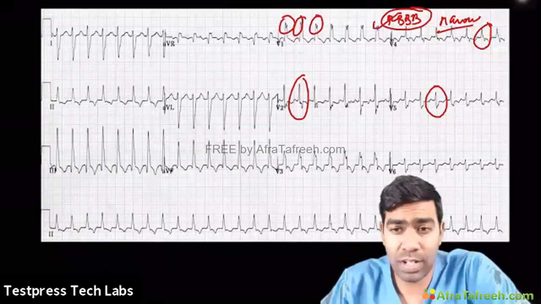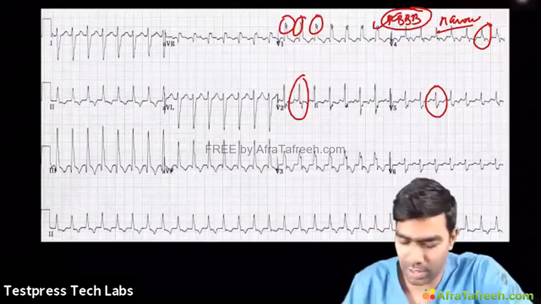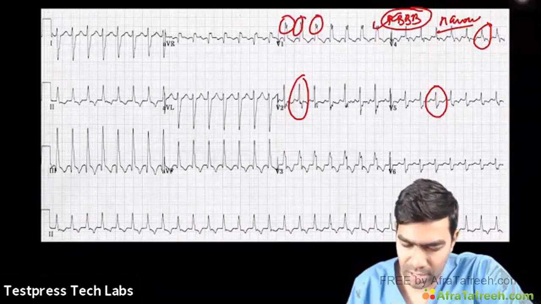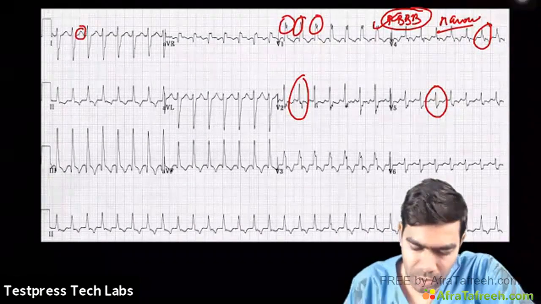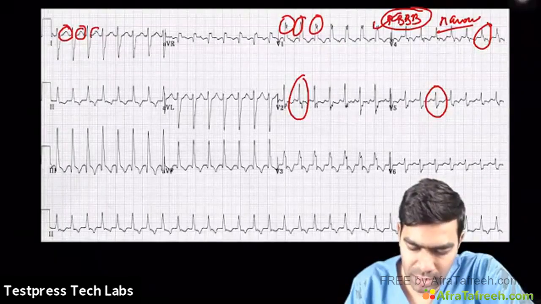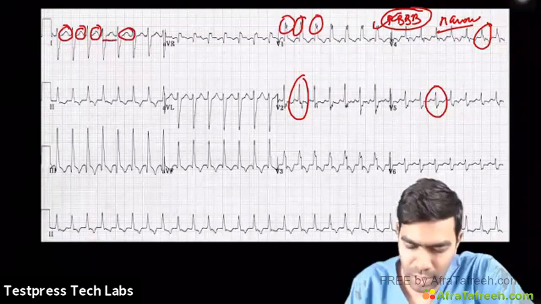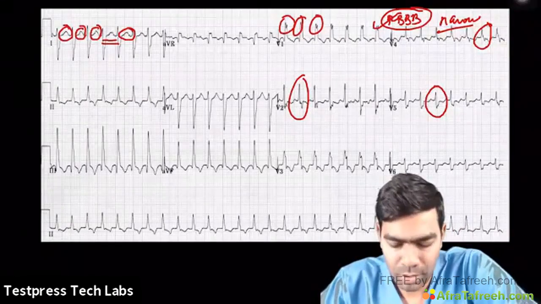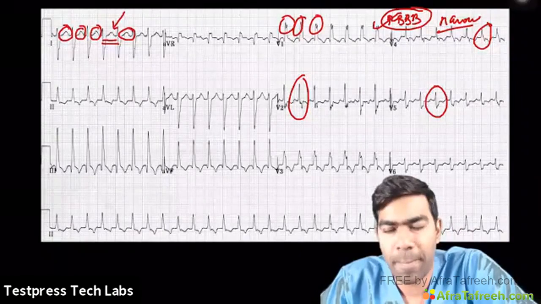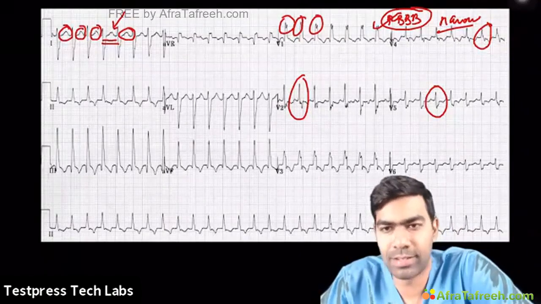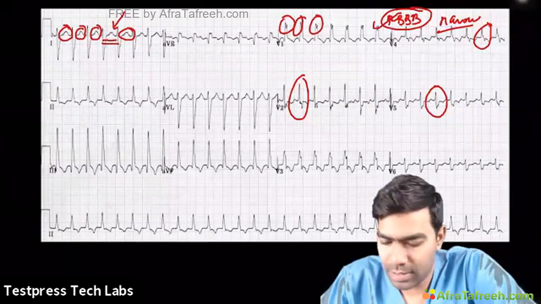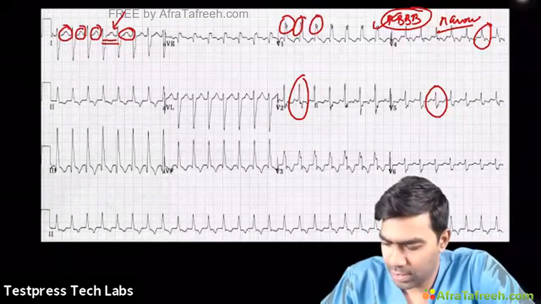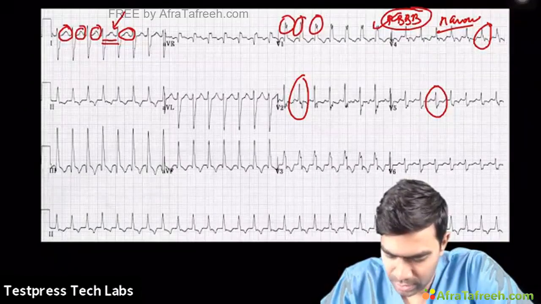And I have a lot of evidence to tell that there is AV dissociation also. How can I tell AV dissociation here? Look at the T wave here. This T wave is normal. This T wave is normal. This T wave is normal. This T wave is normal. What the hell is that? What is that? That's a sign of an AV dissociation. That's a P wave. Okay, I'm looking at it. So there should be some evidence for this as well, isn't it?